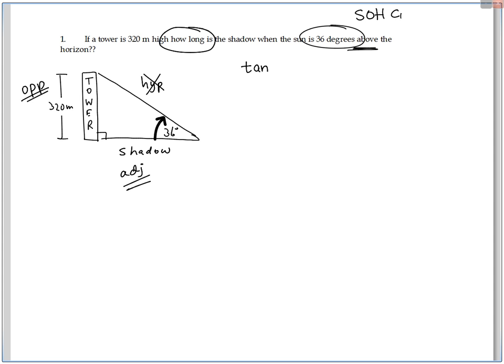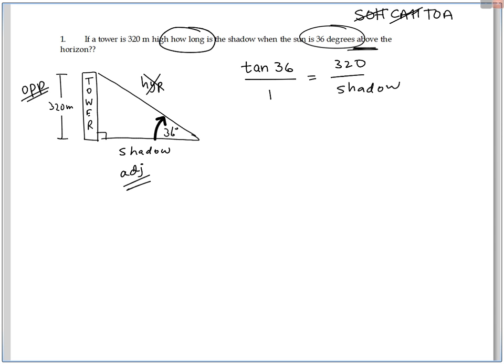Remember, SOHCAHTOA. Okay? Nothing to do with hypotenuse. Cross those ones out. It has to be tangent. What do I put next to tangent? The angle. Put it over a 1. Opposite on top, adjacent on the bottom. 320 over shadow.